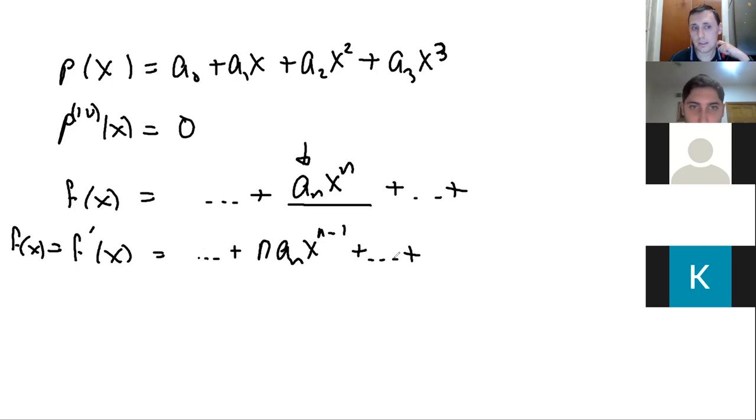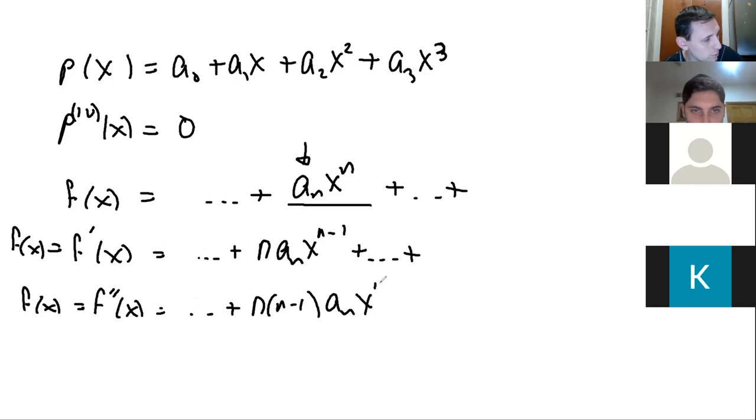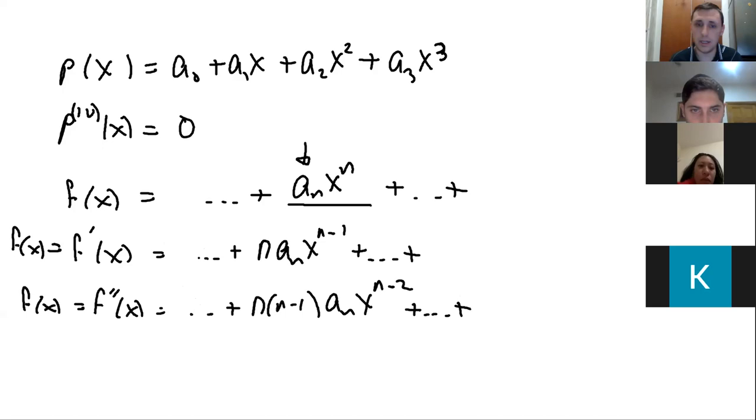Yes? Now I take another derivative. It's still f of x. Two derivatives. And what do I get? I get n minus 1 times n a_n x to the n minus 2. You agree? You see what I'm doing? With the n minus 2, I'm pushing it to the left.